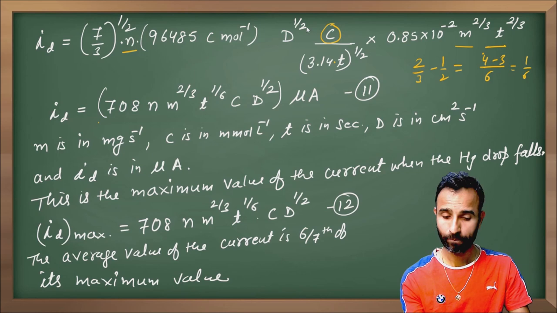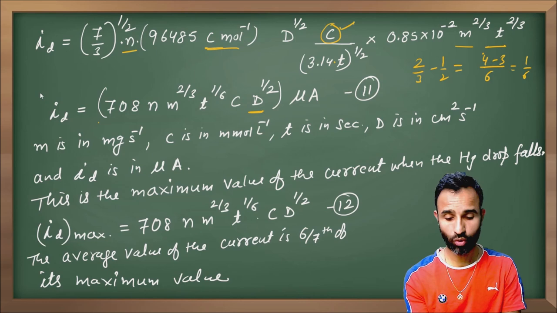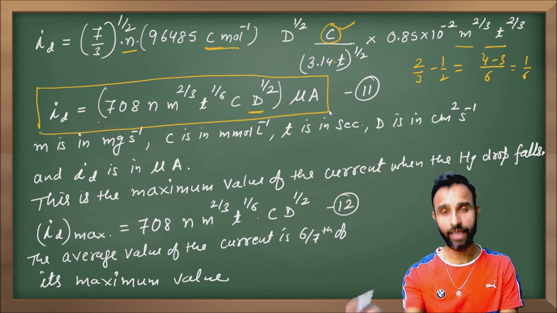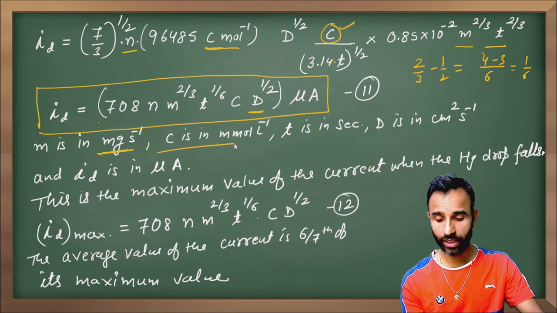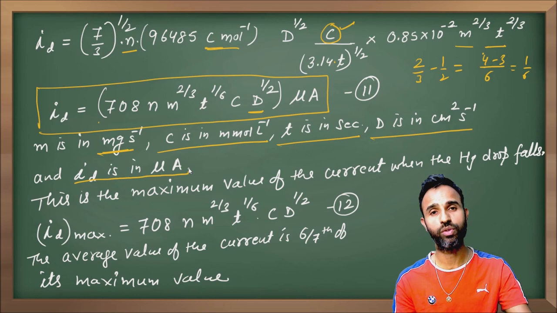This C is coulomb, right? Coulomb per mole. This C is concentration in mmol per liter, right? And D is diffusion coefficient. And this value comes out to be in microampere. Why this is in microampere, that I will let you know. So m is in milligram per second, C is in millimole per liter, t is in second, D is in centimeter square per second, Id is in microampere, and this is the maximum value of the current when mercury drop falls. So this is the maximum value.